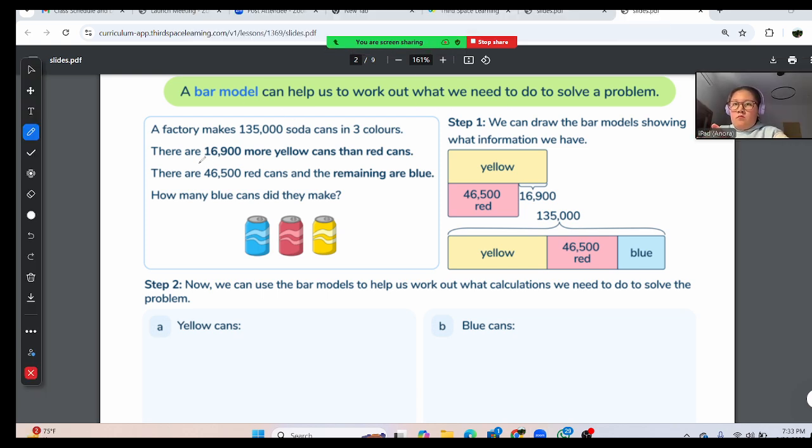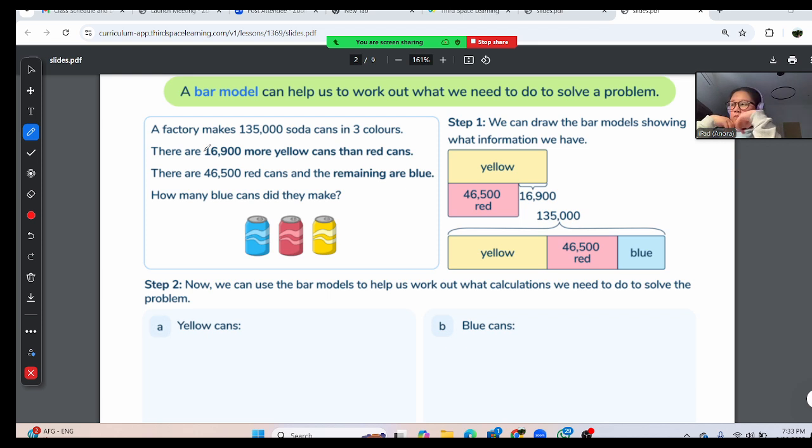And there are this many more yellow cans than red cans, and this many red cans, and the remaining are blue. So when you are given this kind of question, we can use the bar model to help us work out. So the first step is we can draw the bar model showing what information we have been given.